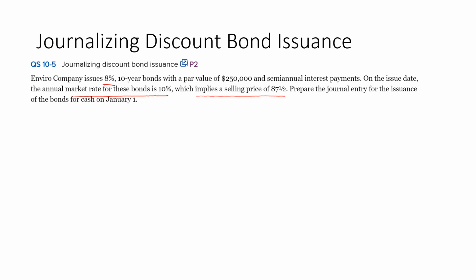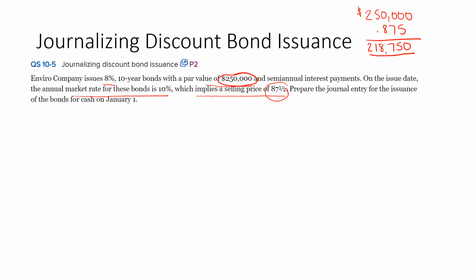So what we can do to figure out the selling price is to take the par value, which is $250,000, and multiply that by 87.5%. And so in decimal form, that would be 0.875. And when we multiply that, that gives us a selling price of $218,750. So that's the selling price. Notice that the selling price is less than the par value.